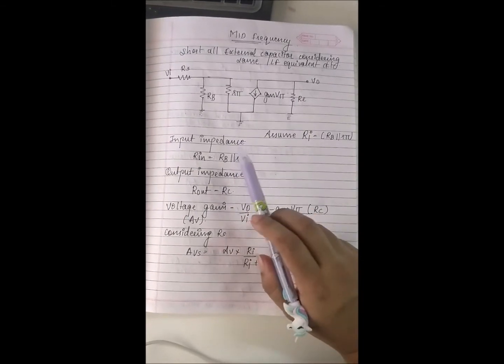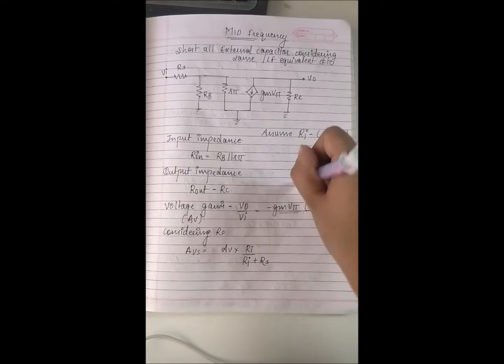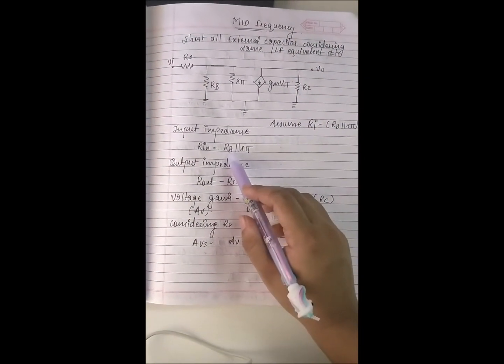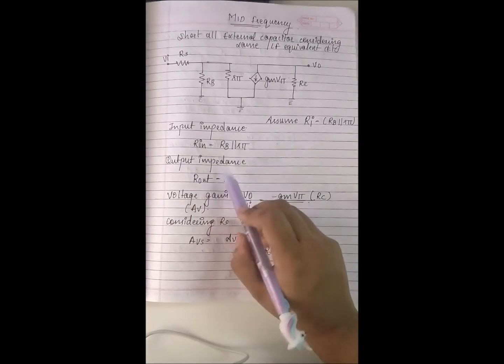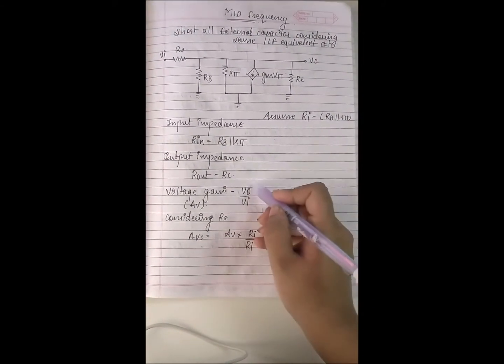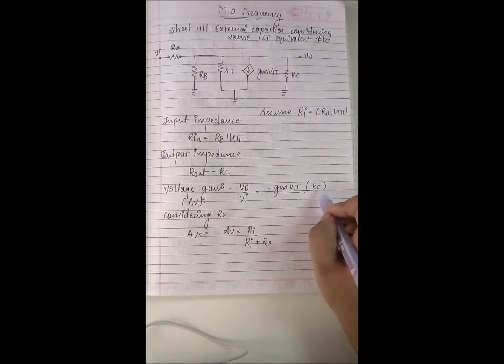Input impedance is equal to nothing but RB parallel to R pi. In mid frequency analysis we need to assume that RS is not in the circuit, so we consider RB parallel to R pi. Output impedance will be only the individual term RC. Voltage gain is nothing but the output voltage upon input voltage. We got the value equal to minus GM V pi RC.